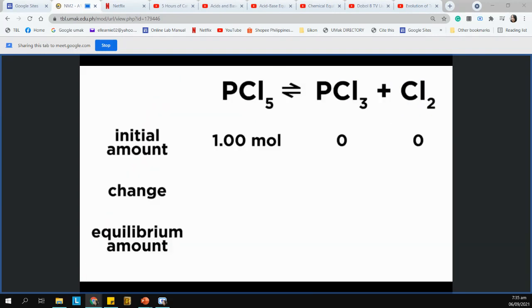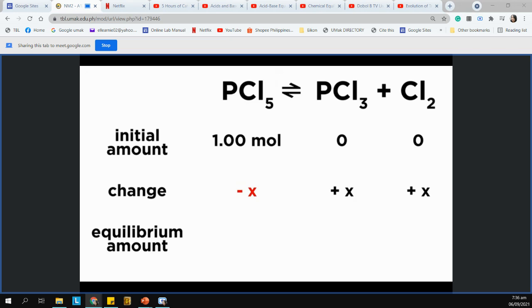For initial, we put the initial amounts of each thing. We started with just 1 mole of reactant, so we put 1 there and zeros for the products, since there wasn't any of those at first. Then for the change, we don't know exactly how much the change was to get to equilibrium, so we call it X. For the reactant, we put negative X because it is being depleted.